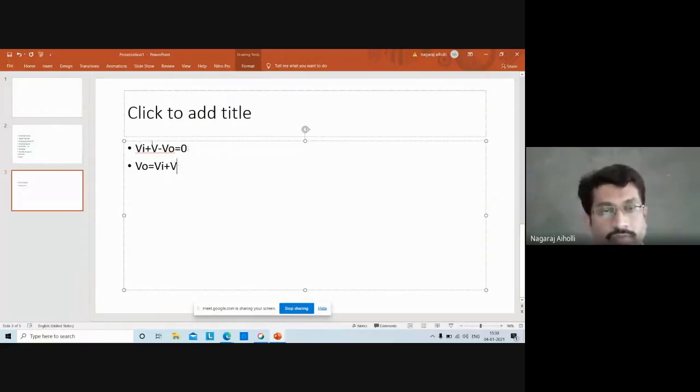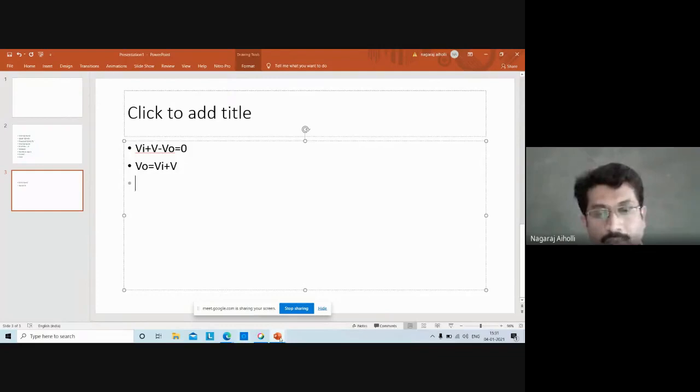If we consider the diode voltage, it will be VI plus V minus Vd minus V naught equal to zero. But Vd is 0 volts. Therefore, it will be simply VI plus V minus V naught equal to zero, or V naught is equal to VI plus V.